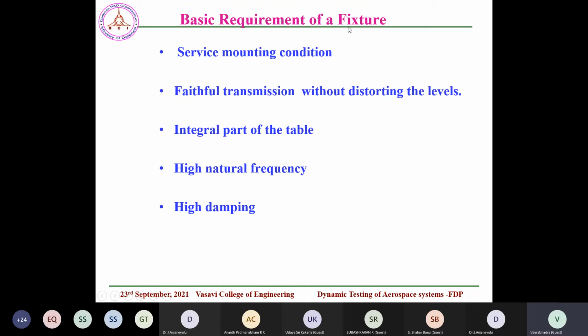Basic requirements I am putting here. First, it has to simulate the service mounting condition. It has to do faithful transmission of the input without distorting the levels. It should be an integral part of the table. The other requirements are it should have very high natural frequency and high damping.